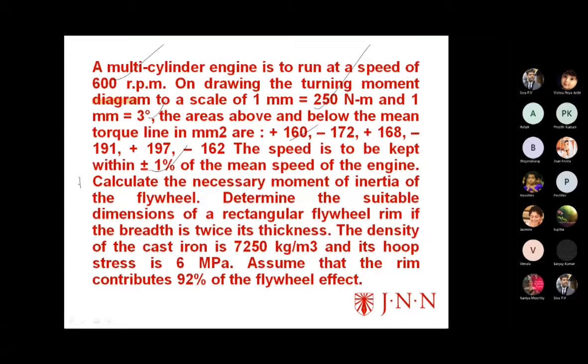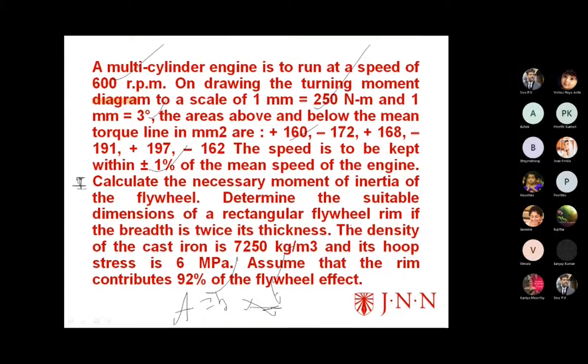Moment of inertia means I. You already studied this in engine mechanics. So determine the suitable dimensions of a rectangular flywheel. Rectangular cross-section formula: A equal to B into T, where B is breadth and T is thickness. In the rendering, it is enough to find these two.